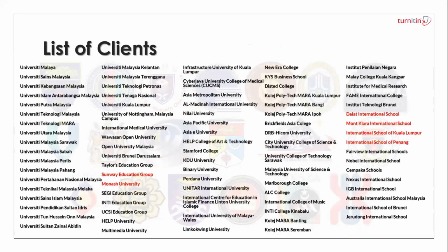So this is a list of the clients in Malaysia. All the IPTA, I mean all the government public universities, are subscribers, and all the major private universities and colleges also subscribe to Turnitin. You can see some of the international schools also subscribe. They subscribe to Turnitin not really to catch the students. Actually, they want to groom the students from young. What is the importance of integrity? And they want to teach them how to write a better essay or better assignment.